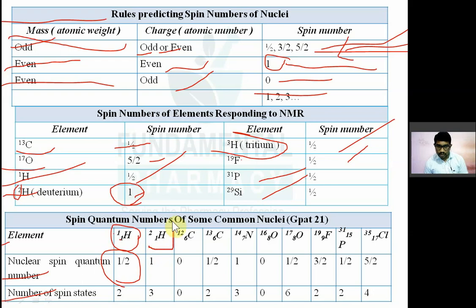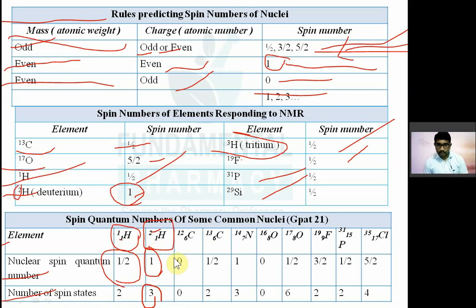So hydrogen's deuterium, hydrogen 2 1, so here what will happen, E1 has come. So it will have an integral spin quantum number, that is 1, and it will have 3 spin states. It will not be active in NMR.